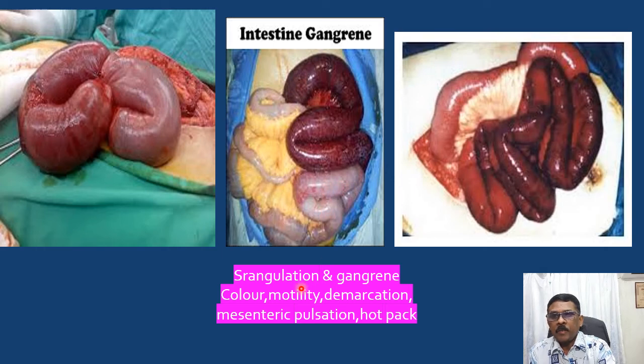So how do you determine this? By the color, motility, and demarcation. Also, you can look for the mesenteric pulsation in the mesentery, and sometimes if it is not present, you may use a hot pack to cause vasodilatation and see whether it improves the color of the intestine. Here again, this is gangrenous bowel and this is ischemic bowel.